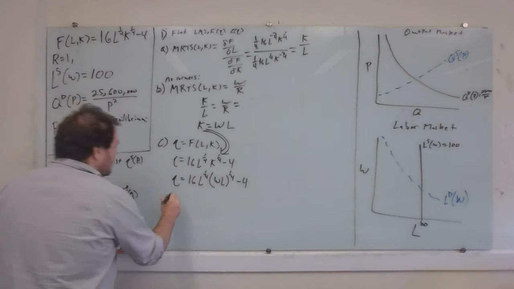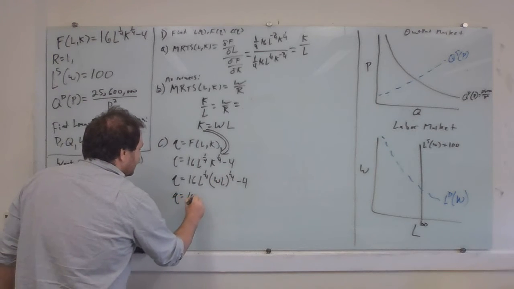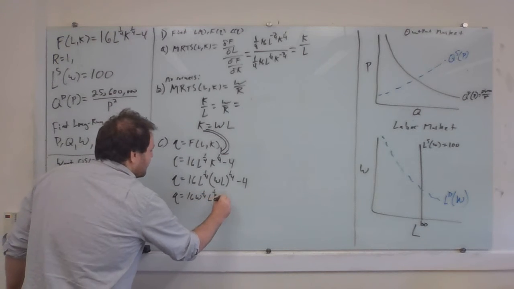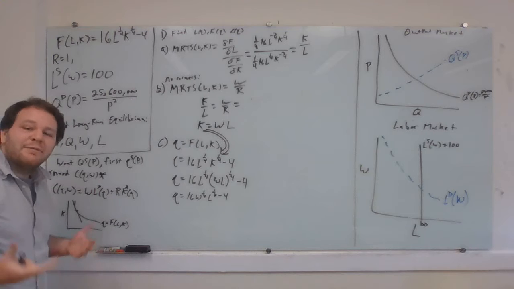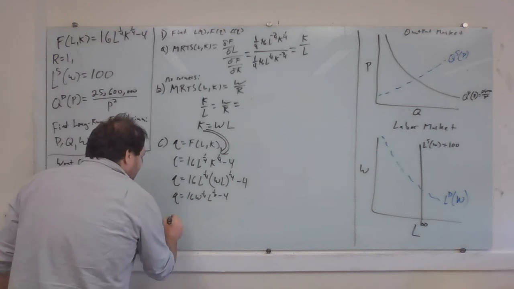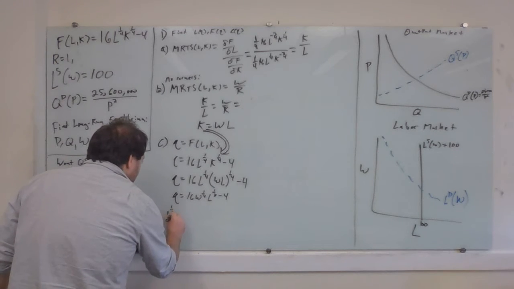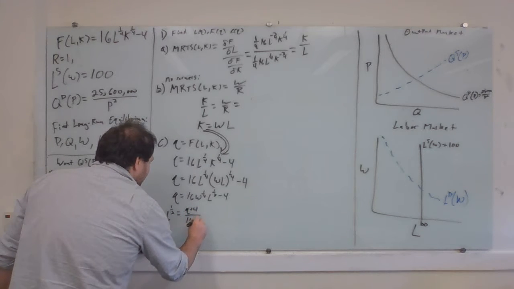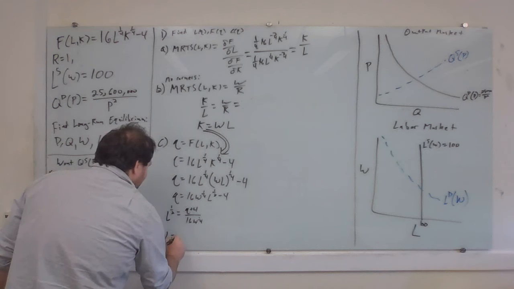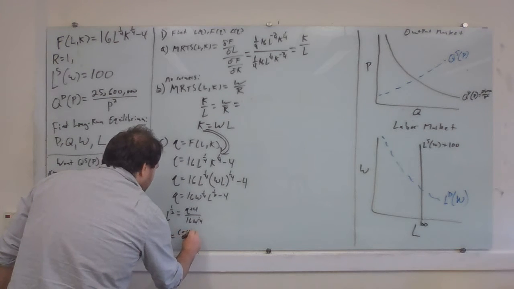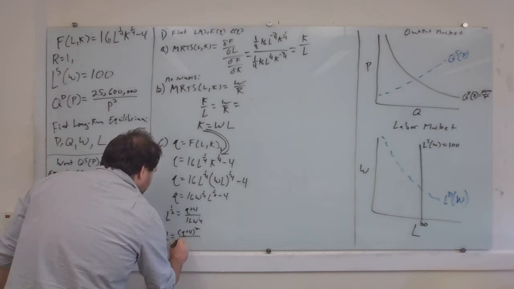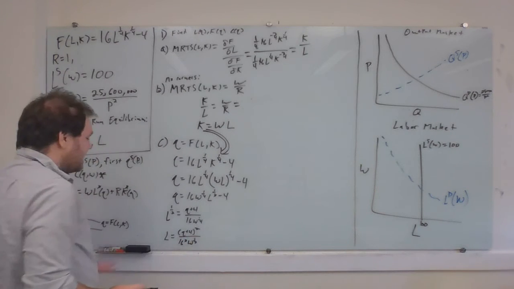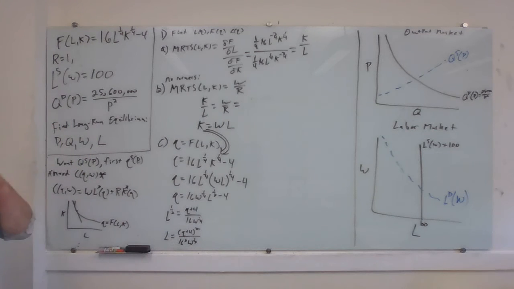We can combine those L's, so we'll say Q equals 16 W to the 1/4 L to the 1/2 minus 4. And now we just have to solve for L, right? So we'll say L to the 1/2 equals Q plus 4 over 16W to the 1/4. L is going to equal Q plus 4 squared over 16 squared W to the 1/2. Does this make sense? 16 squared is 256.